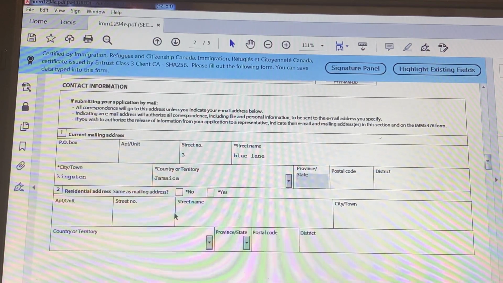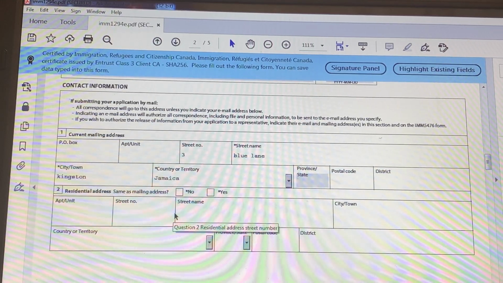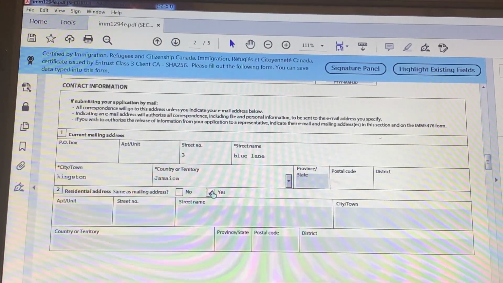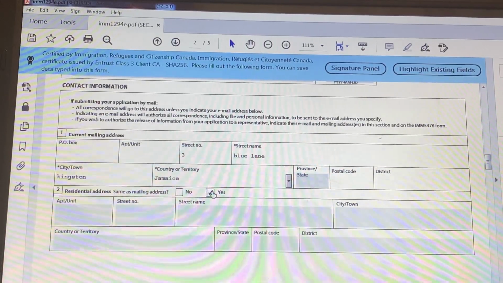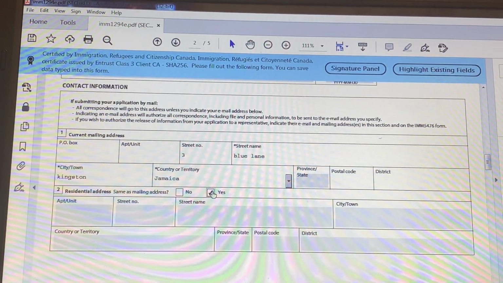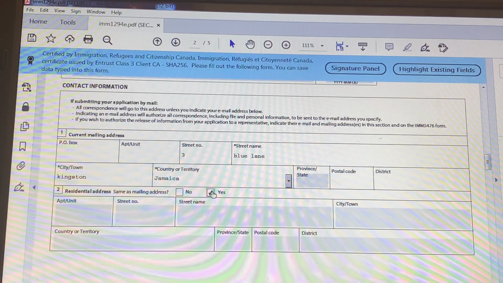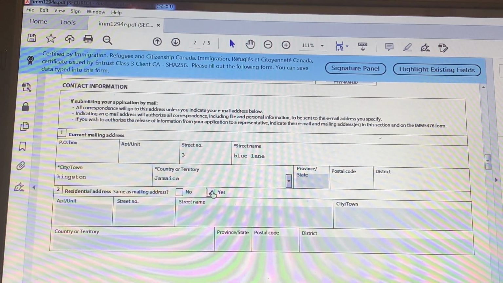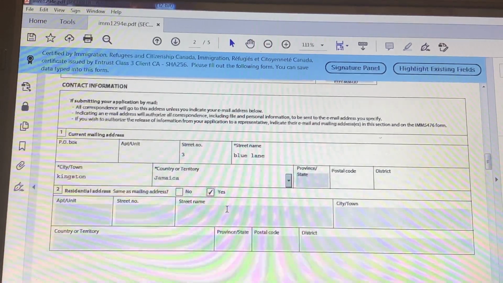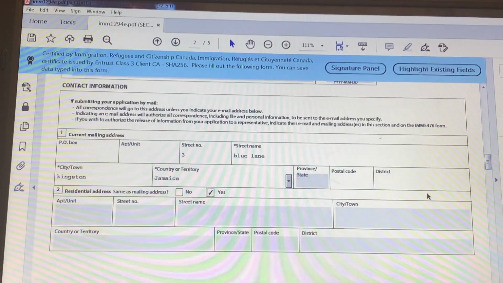Is your residential address the same as your mailing address? I usually say yes, unless you get your mail at another address, which lots of persons do as well. That's totally fine. Some persons collect their mail at another address than where they're living. If that's the case for you, you can say no, and then you can type out your mailing address right there as well.